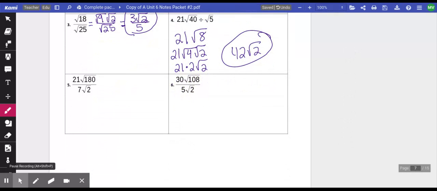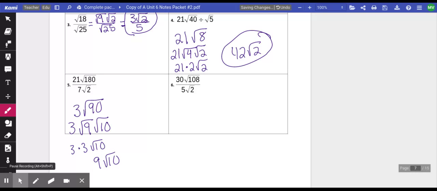I want you to pause and try number 5 and 6. So 5, I divide 21 by 7, which is 3. I can divide 180 by 2, which is the square root of 90, because those are both still underneath the square root. Square root of 90 has a perfect square factor of 9, so it's 3 radical 9, radical 10. Square root of 9 is 3, so it's 3 times 3, radical 10. So it's 9 radical 10.